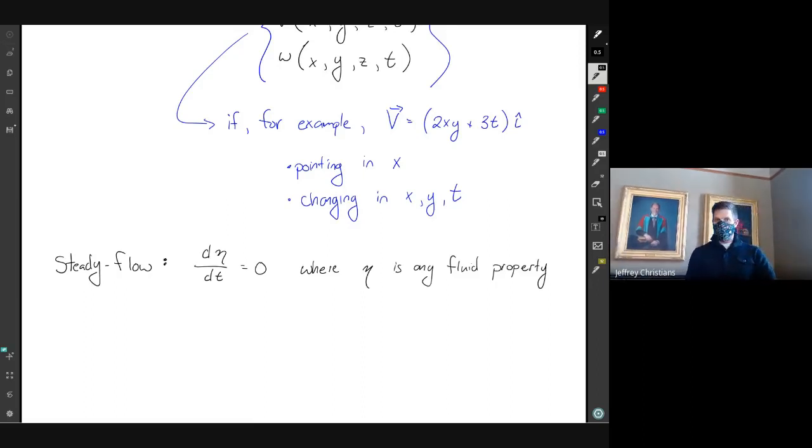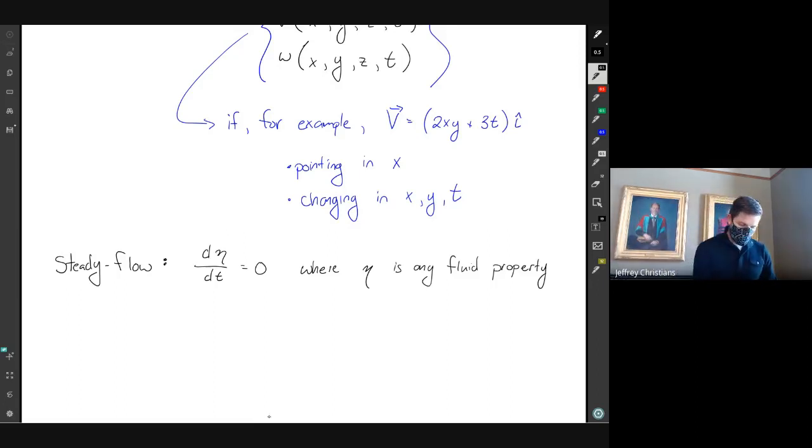Okay, so now it can still vary spatially. There's still a different velocity at the center than there is in the middle or at the edge. So it can still vary depending on where you are. It's just not changing in time. So it can change in space, just not time. And that's true for all of the properties. You can have the density change with space, but not time, and still be in steady flow.